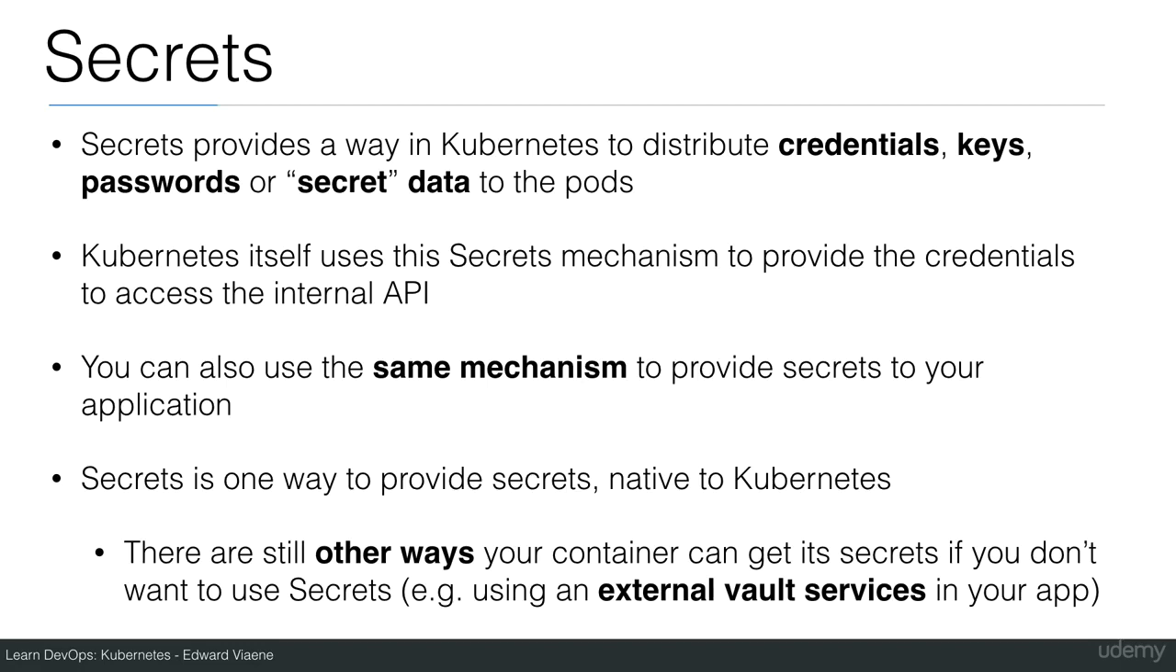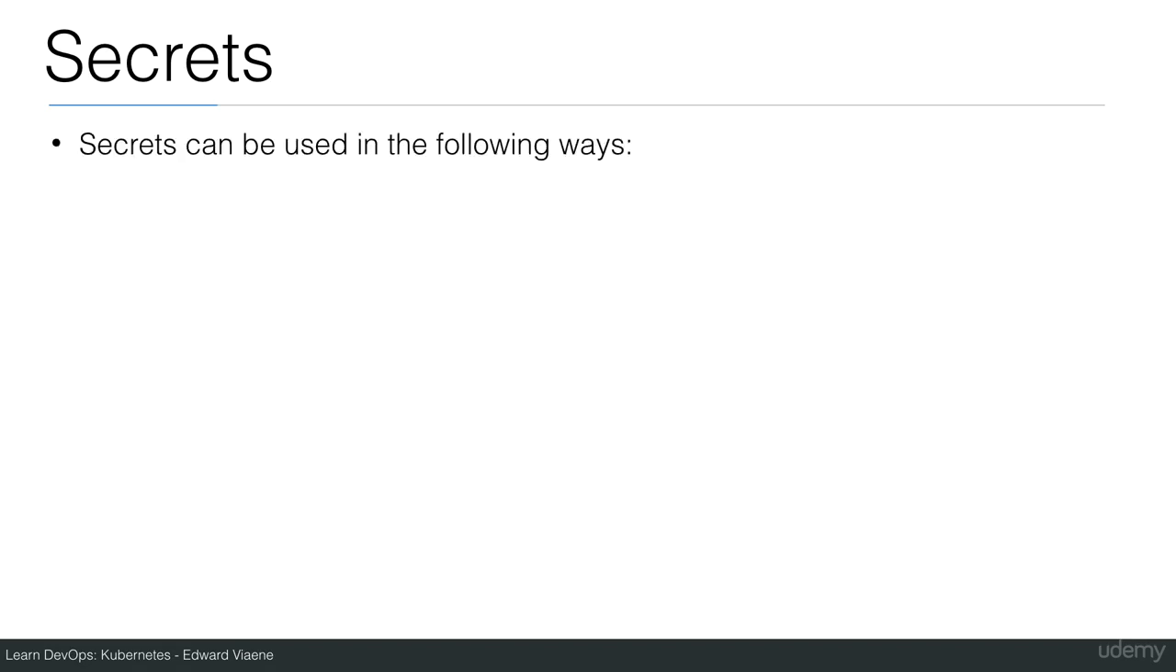There are still other ways your container can get its secrets if you don't want to use the secrets in Kubernetes. For instance, you could be using an external vault service in your app. There are external vault services that your app might be contacting. So you can write that completely in the app layer. You don't really need Kubernetes for that. I'll be explaining this native Kubernetes secrets in the next coming slides.